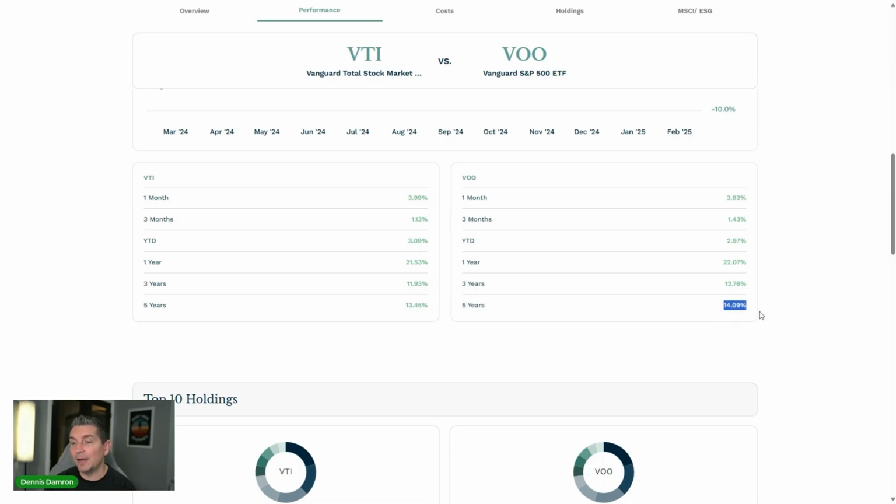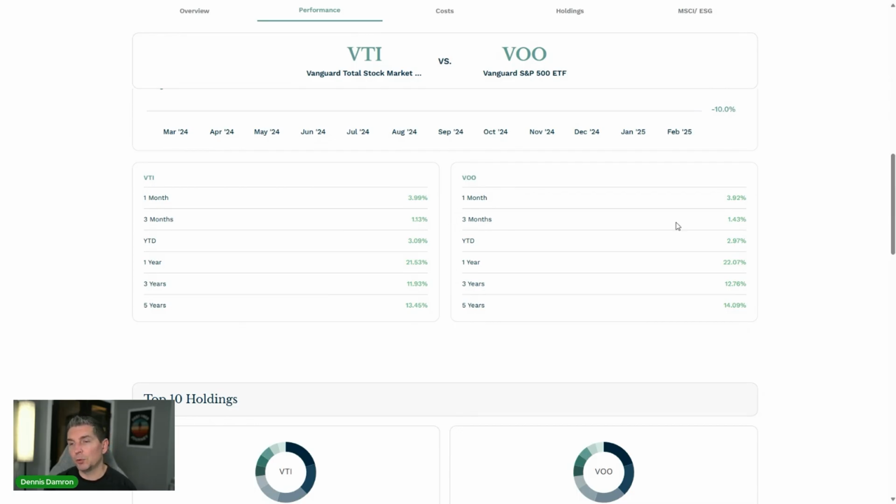Even looking at the 5 year, you can see it starts kind of breaking out. And again, this is really driven by artificial intelligence over the last couple of years. Even looking here, you can see VTI outperforming, 3.99. Again, the reason for this is those small caps that are performing exceptionally well.